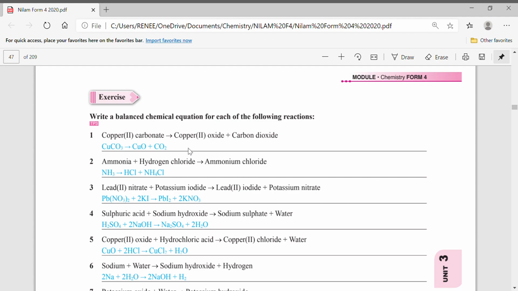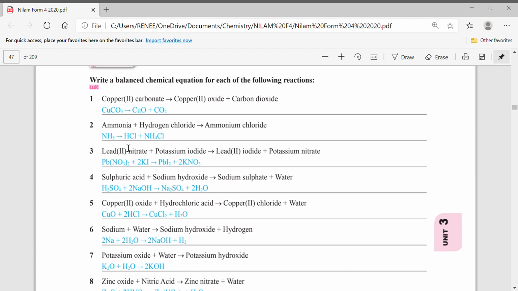The formula of copper 2 oxide is CuO. It's made up of copper 2 ion and oxide ion. Carbon dioxide, the formula is CO2. Once we write down all the chemical formula, we can compare the number of atoms of each side. For the left-hand side, we have 1 copper, 1 carbon, and 3 oxygen. For the right-hand side, there is 1 copper, 1 carbon, and 3 oxygen too. So, the equation is balanced and we no need to add any numbers to the equation.